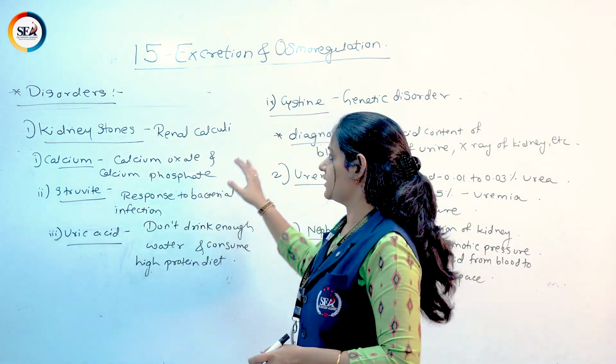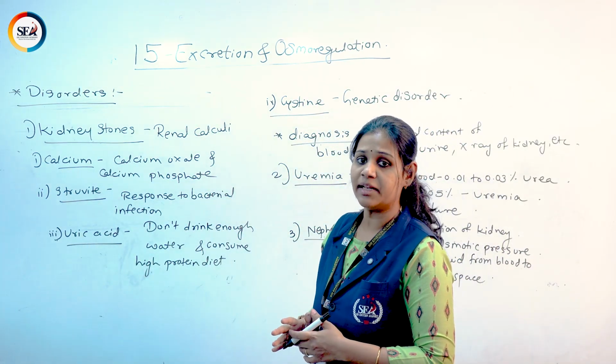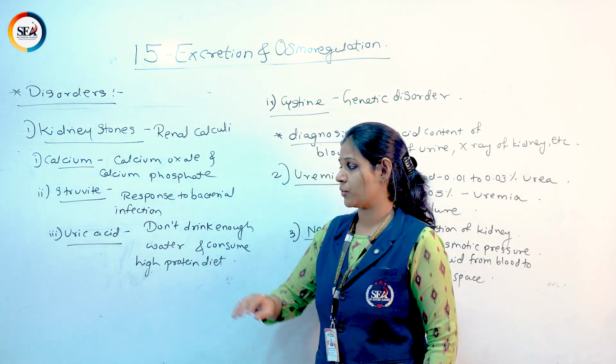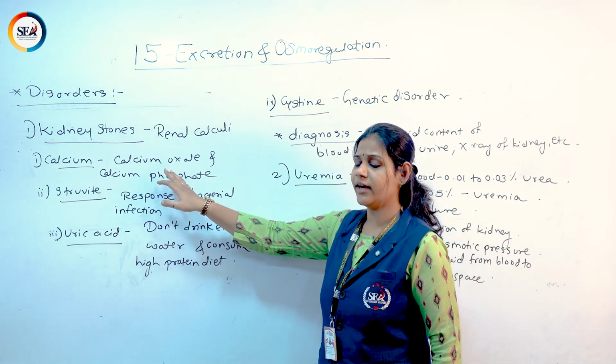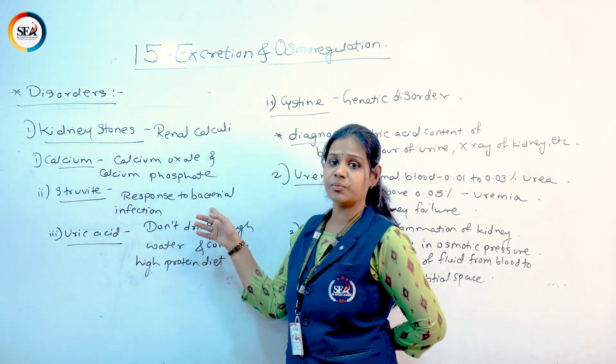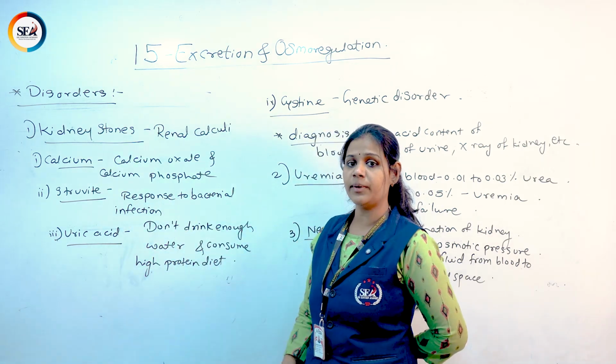The next point is disorders of the kidney. First is kidney stone, also called renal calculi. There are different types of stones produced in the kidney. First is calcium stone, which is made up of calcium oxalate or calcium phosphate. Second are the struvite stones, which are produced in response to bacterial infection.